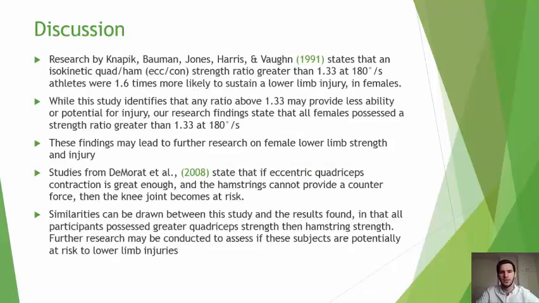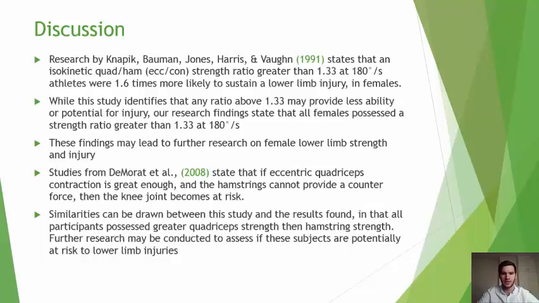Research in 1991 states that with an isokinetic quadricep to hamstring, which is eccentric to concentric, strength ratio greater than 1.33 at 180 degrees per second, athletes are 1.6 times more likely to sustain a lower limb injury. This study was conducted in females. While this study identifies that any ratio above 1.33 may provide less ability for potential injury, our research finding states that all females possessed a strength ratio greater than this 1.33 at 180 degrees per second.